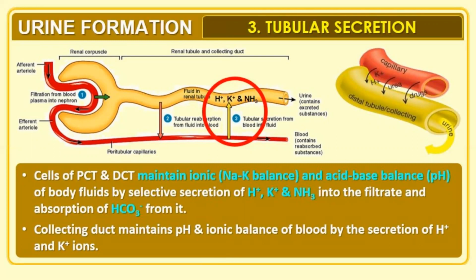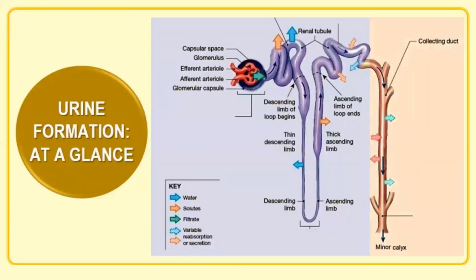Cells of PCT and DCT maintain ion balance, that is sodium and potassium balance, and acid-base balance, that is pH of the body fluids, by selective secretion of hydrogen ions, potassium ions, and ammonia into the filtrate and absorption of HCO3 from it. The collecting duct maintains pH, and also helps in ionic balance of blood by secretion of hydrogen ions and potassium ions.